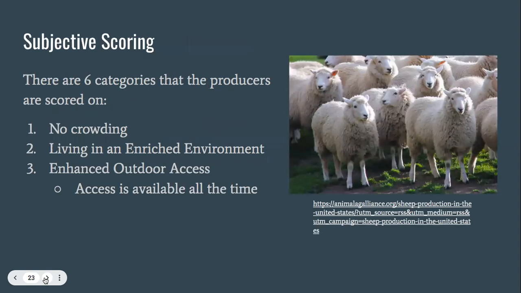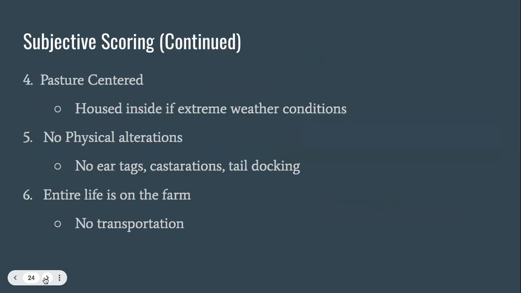And then there are six categories that the producers are scored on for sheep, and they are no crowding, living in an enriched environment, and then enhanced outdoor access. So access is available at all times to the sheep. If they are indoors, they have the access to go outdoors. And then we also have pasture centered. So if they are housed inside, you want to make sure that they have the access to outdoors and that they have the access to a pasture outdoors. So if you have to be housed, it should be for extreme weather conditions.